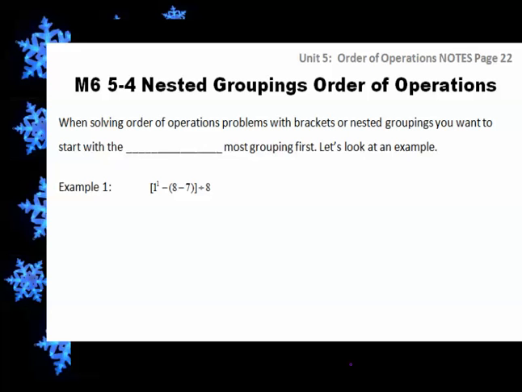Hi class, today we're on page 22 in your binder and we're talking about nested groupings with order of operations problems. Now, when we talk about nested groupings, that's when there are groupings inside of groupings. So today we're going to be using those square brackets for those grouping symbols. So when solving order of operations problems with brackets or nested groupings, you want to start with the innermost grouping first. So let's look at an example.